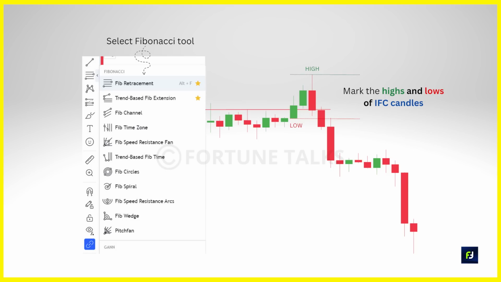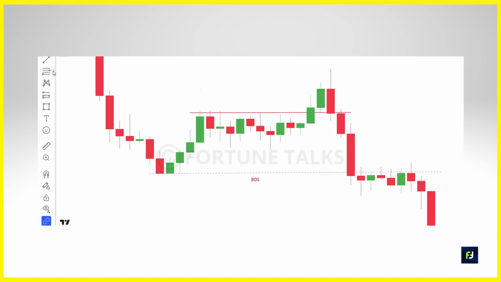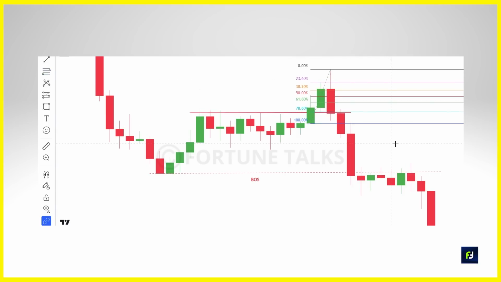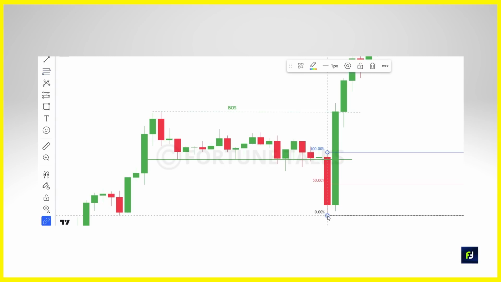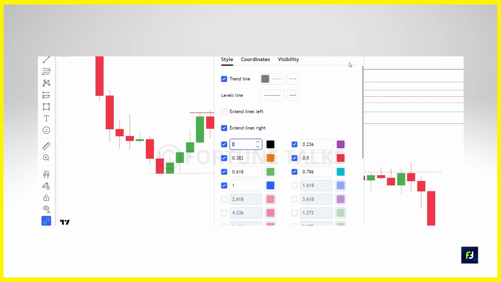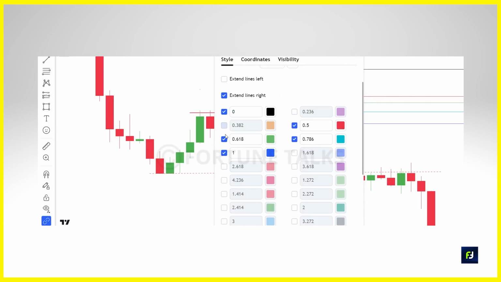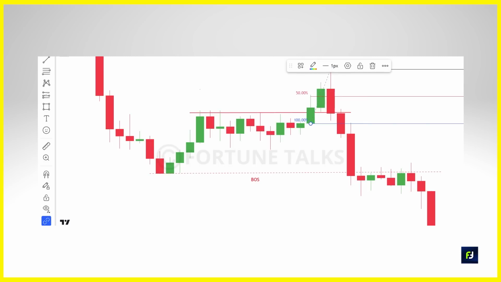For this, you need to select the Fibonacci tool from the toolbar and then select the highest and lowest points in the institutional candles. So the idea is to start plotting the Fibonacci retracement from the origin of the IFC candles. For bearish candles, start drawing from the highest to lowest point, and for bullish institutional candles, begin from the lowest point and follow through to the highest point. The Fibonacci retracement levels will be automatically plotted, but we only require the 0%, 50% and 100% levels. You can go to the Fib settings and change it accordingly.